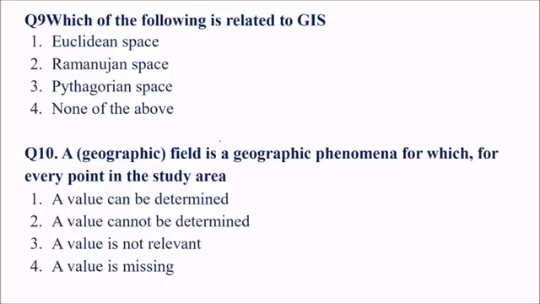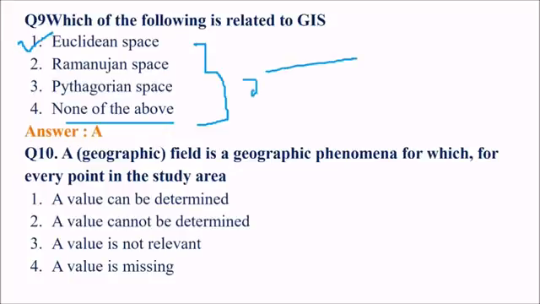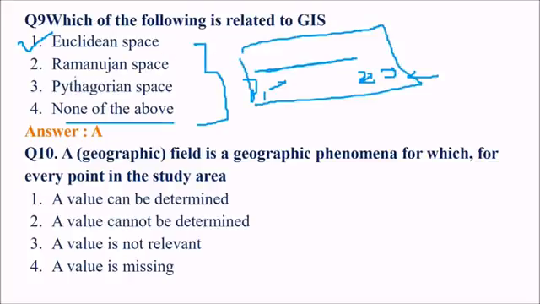Next question is, which of the following is related to GIS? Now, these are the options: Euclidean space, Ramanujan space, Pythagorean space, none of the above. The answer is Euclidean space. When we talk about a distance, x1, y1, x2, y2, what we do? We find the distance. So we do it on the Euclidean space. Euclidean space is the correct answer.